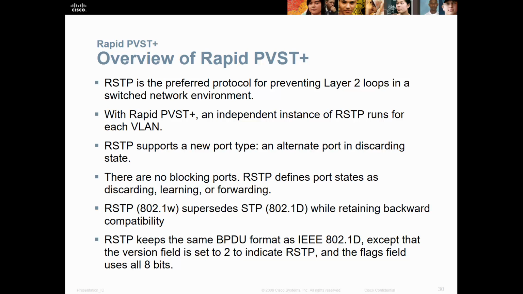RSTP, also known as 802.1w, supersedes the STP, the default IEEE 802.1D, while retaining its backwards compatibility. RSTP, Rapid Spanning Tree Protocol, is newer. That's all that really means. RSTP keeps the same BPDU format, except the version field is set to 2 instead of 1.